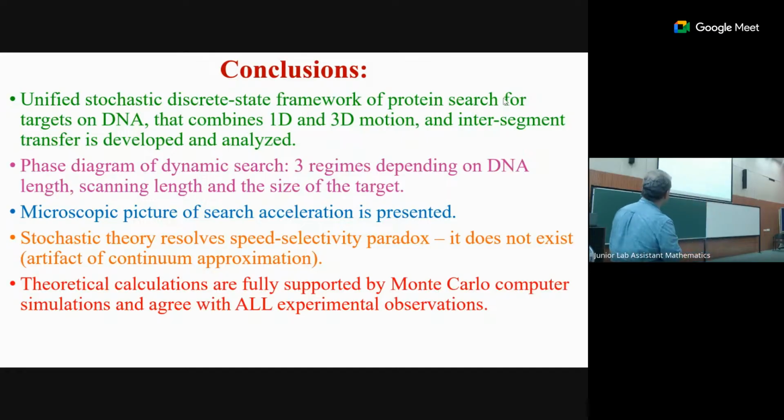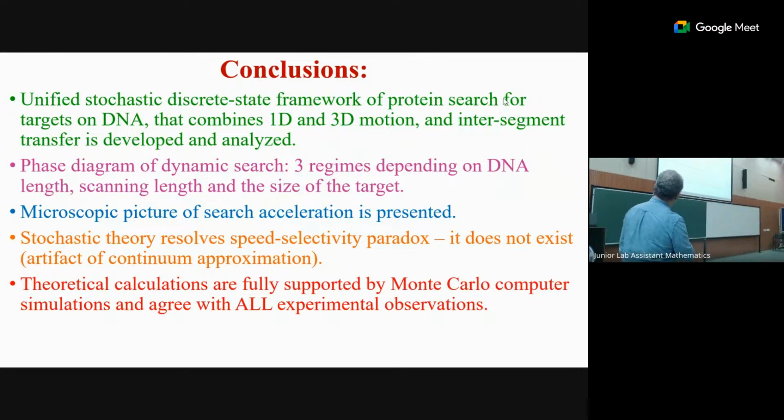Anyway, these are my conclusions here. We developed this stochastic discrete-state approach, which can explain how proteins can find targets on the DNA, and how they can find them so fast. It's a combination of one-dimensional and 3D motion, and it's also important to take into account intersegment transfer. We found a kind of dynamic phase diagram. There are 3 regimes. That's because this depends on different values of relevant length scales. And the relevant length scales in this problem are 3: target size, scanning length, and length of DNA.